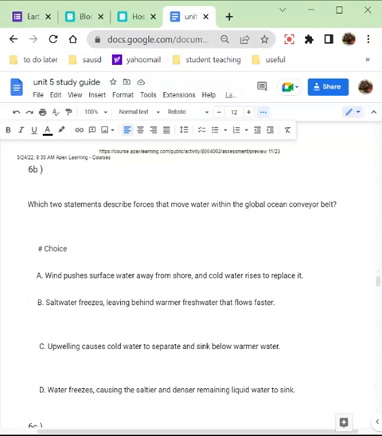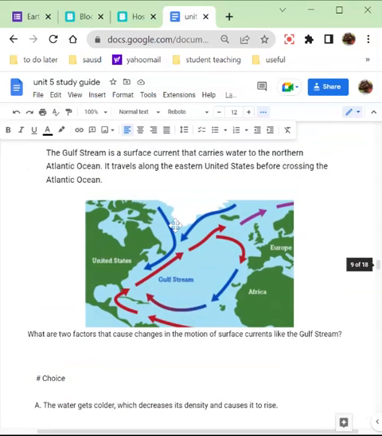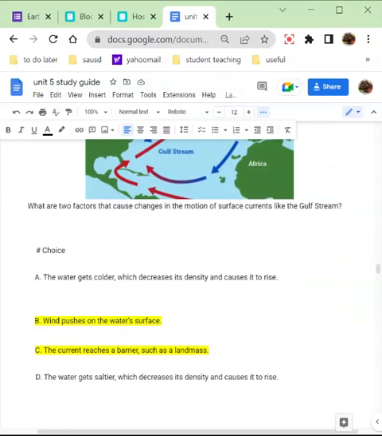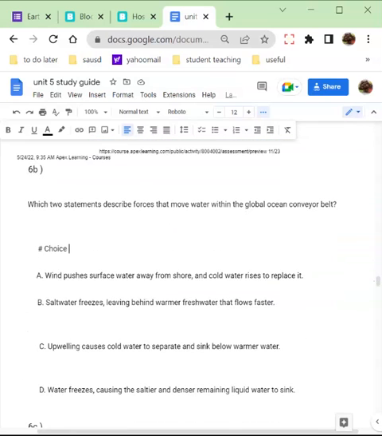So it should say, describe forces that move water within the global ocean conveyor belt. The global ocean conveyor belt is what we just saw here with this movement. The idea of the conveyor belt is like if you had sushi and you saw it getting moved around the restaurant, and you can pick and grab. Same thing. It's like a conveyor belt that's just moving around. Similar to what we answered up there, wind can move and push the water around.